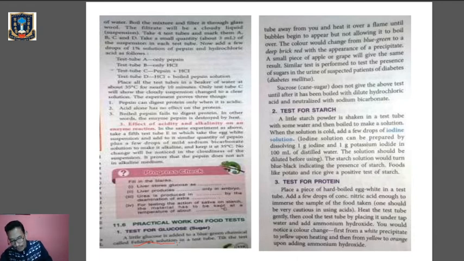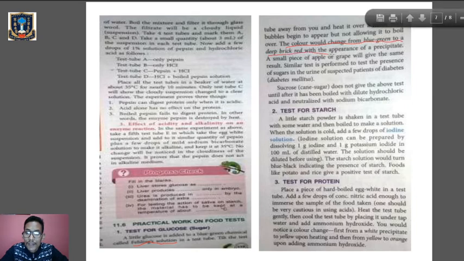Clear? Then gently tilt the test tube away from you and heat it in a flame, until bubbles begin to appear, but not allowing it to boil over. Now when this happens, what we'll see is that the color will change from the blue-green to a deep brick red with appearance of precipitate. This is very important.